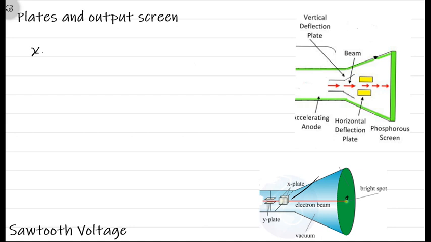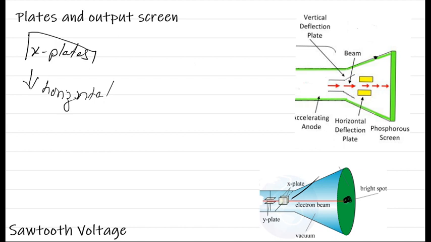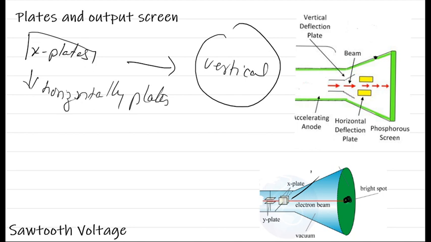First, I will explain the X plates. What are the X plates? As you can analyze from the name, X means horizontal, along the X axis, horizontal plates. But in fact, if we see practically, physically they look vertical. If you look over here, these are the X plates. See, they look more vertical. Basically, they are looking vertical, but they are actually the horizontal plates.